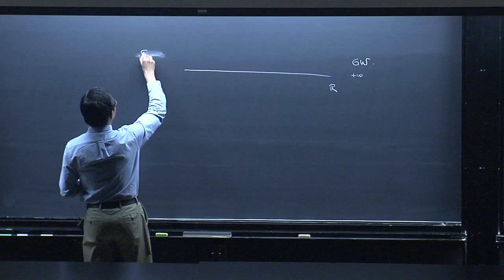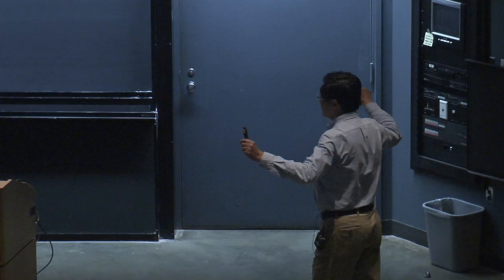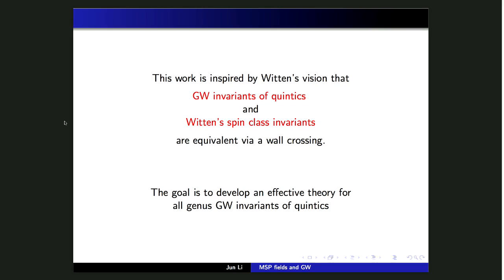And he basically conjectured, sort of speculated, that there is a theory parameterized by the whole line, where one end is the classical Gromov-Witten theory and the other end is the classical FJRW theory. If you can understand how the theory goes from one end to the other end, then there's a chance to understand both theories. So that's Witten's vision. And for us, this work is based on trying to realize Witten's vision using algebraic geometry.